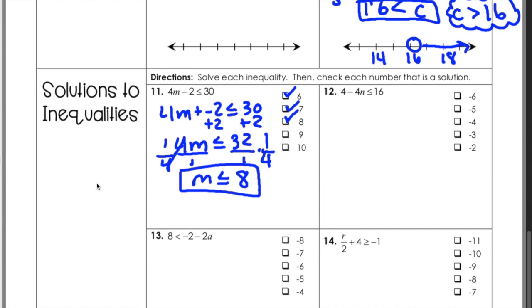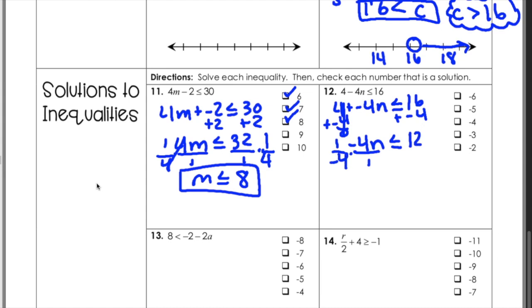All right, let's look at number 12. We have 4 plus negative 4n is less than or equal to 16. So add negative 4, add negative 4, negative 4n is less than or equal to 12. Multiply by the reciprocal. We are multiplying by a negative on both sides, so we must switch the inequality. So this becomes n is greater than or equal to negative 3.